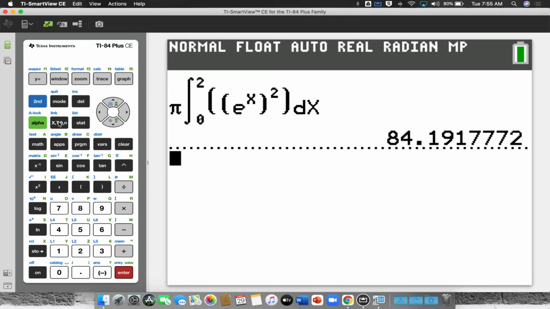84.192. Make sure you round correctly. Okay? Make sure you round correctly, because if you're off a little bit, that could be the difference between a right answer and a wrong answer. So make sure whatever it says to round to, you round to. Okay? All right.